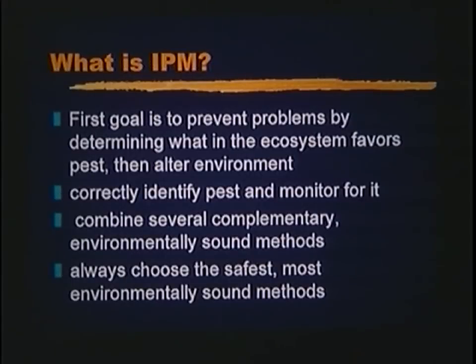So, what is integrated pest management? It's a way of managing pests, but it's really a way of managing plants or your whole environment to prevent pest problems. And the first goal is to prevent pest problems by trying to figure out what it is in the ecosystem that is causing that pest to be more abundant than you want it to be. And so perhaps it's because you've killed off the natural enemies. It might be because there's a lot of nitrogen there causing active growth of plants, which favors aphids.